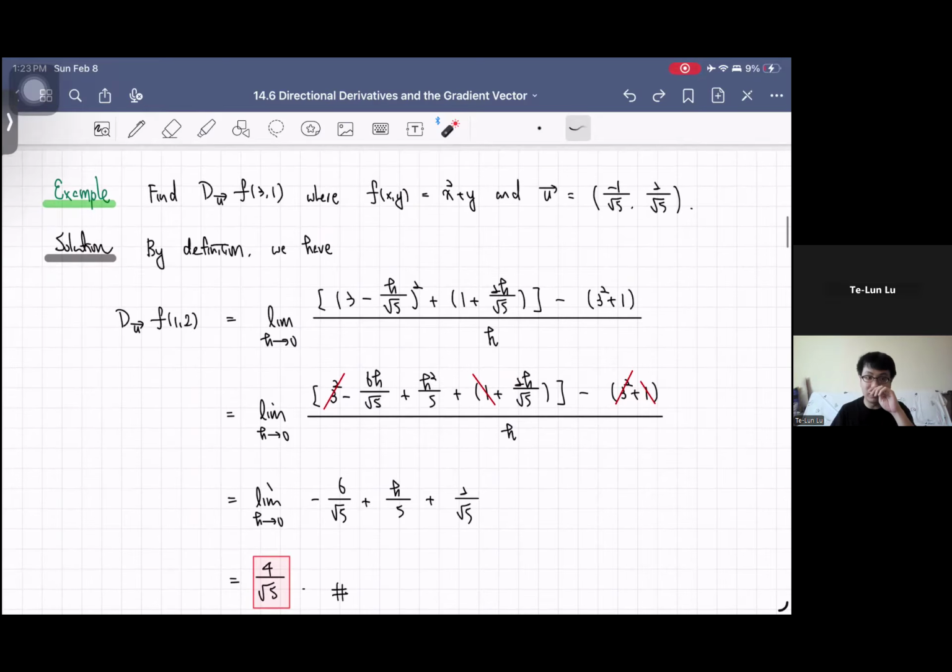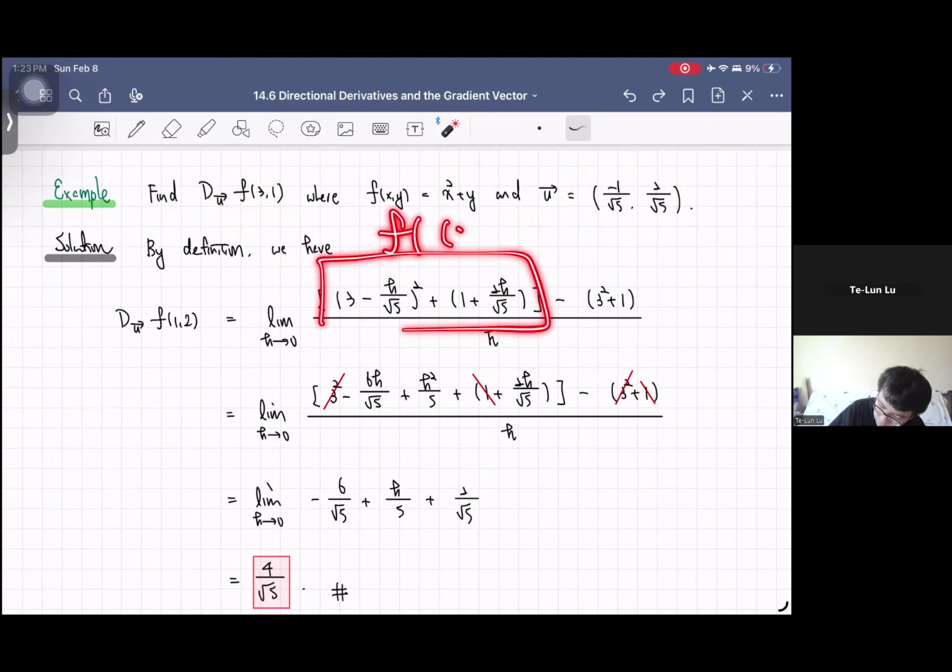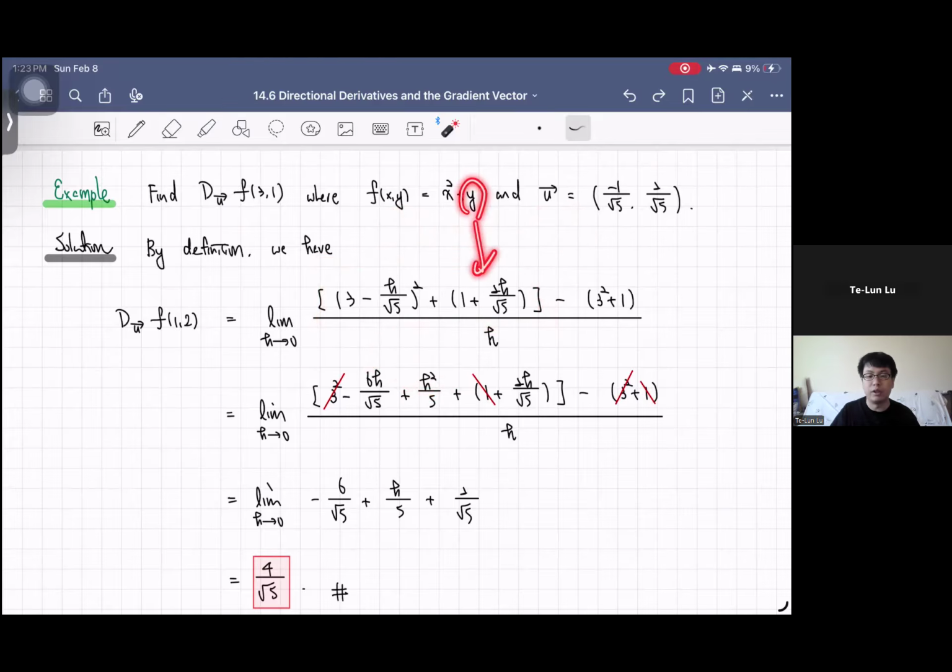So here I want you guys to compute the directional derivative of f at the point (3, 1) along the direction u, where u is given to be this unit vector, (-1/√5, 2/√5), where the function is given to be x squared plus y. And so directly by definition, we plug in f of (3, 1) plus hu, right? And that gives us (3 - h/√5) squared plus 1 plus 2h/√5, where this is simply f(3, 1).